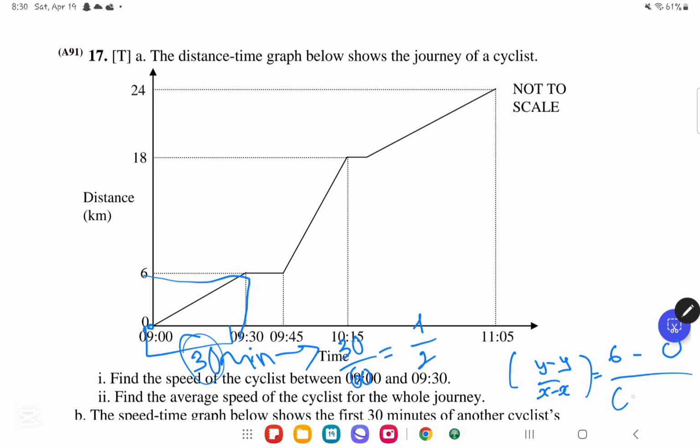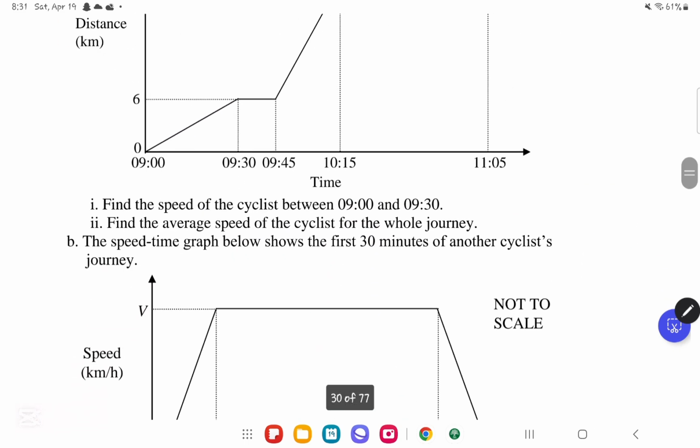So 6 minus 0 over 1 over 2, and then you will get what? You will get that the speed, which is equal to distance over time, is 12 kilometers per hour. That is it for part I. We'll move on to part II.